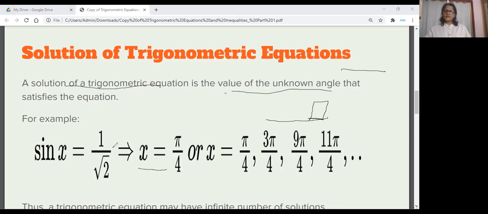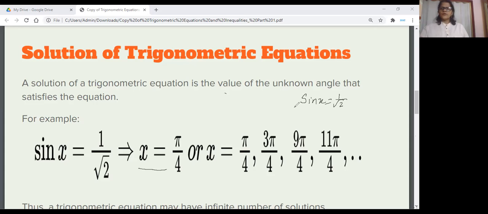Now the question here is whether we have only one solution or more than that. For example, suppose sin x equals 1 by root 2. Now sin pi by 4 equals 1 by root 2.